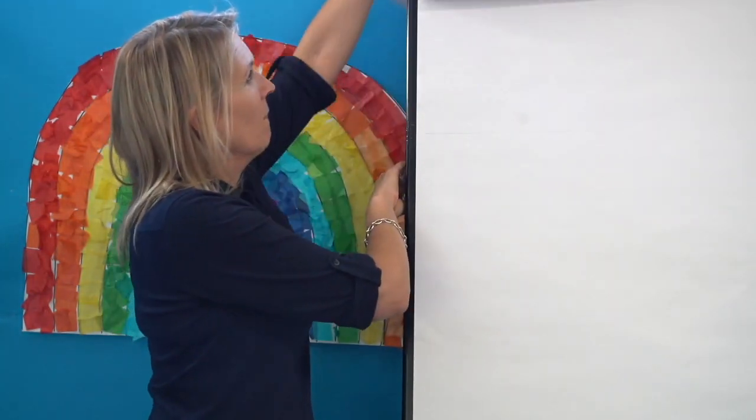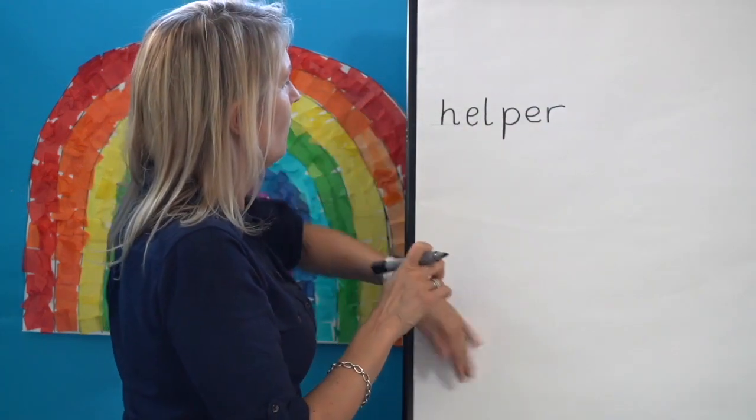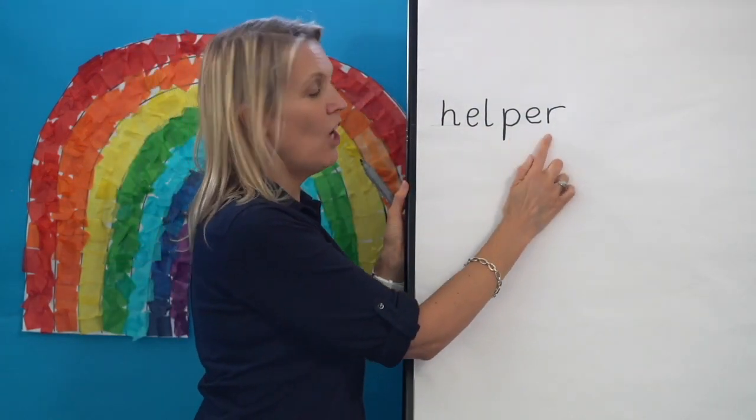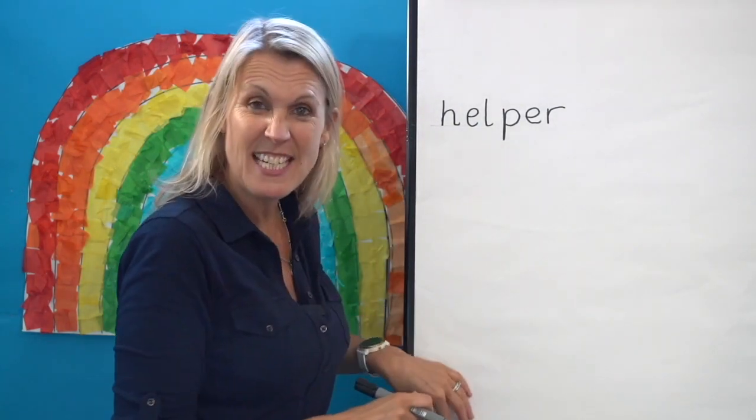Your turn. Say the word. Helper. Say the sounds. Write them down. Don't forget that digraph on the end. Are you getting on all right? Are you ready? Let's check our spelling. Helper. Did you get it right? Amazing. Well done. Let's spell another one.